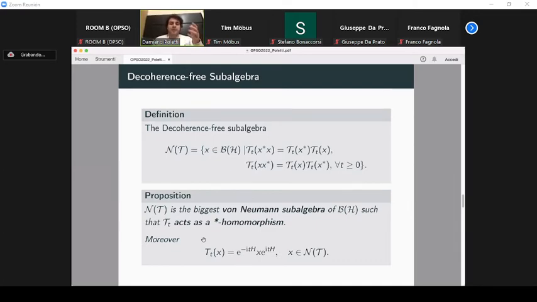And on the decoherence-free subalgebra, we do not have dissipation, we do not have decoherence. One can understand this by looking at this formula, because it is the same formula that one would get when looking at a closed system.